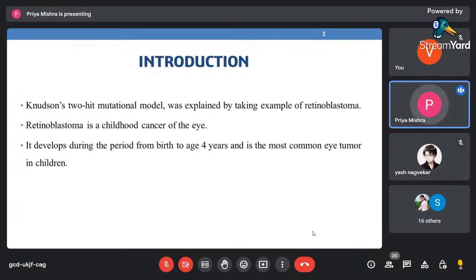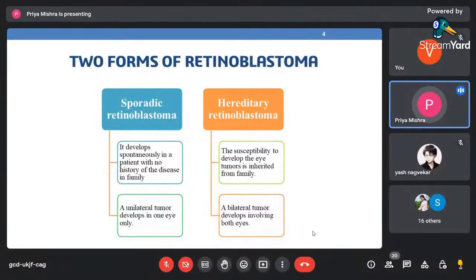So starting with the introduction, the Knudsen two-hit mutational model was explained by taking the example of retinoblastoma. Retinoblastoma is a childhood cancer of the eye. It develops during the period from birth to the age of 4, and it is the most common eye tumor in children. There are two forms of retinoblastoma: sporadic retinoblastoma and hereditary retinoblastoma.